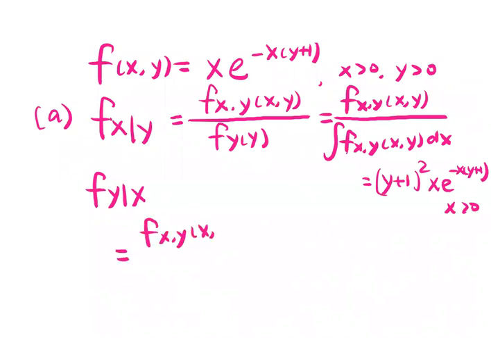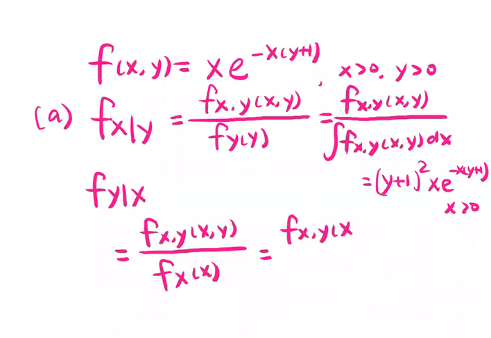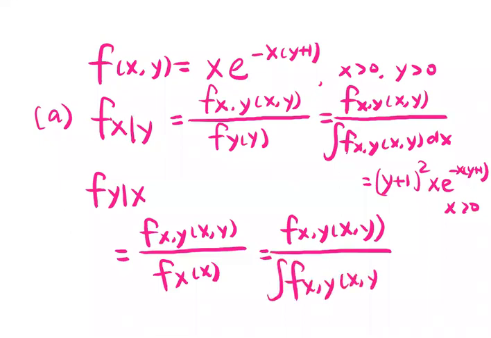to get y given x, you need to get the marginal of x. And if you do that, that means you're integrating the joint with respect to y. Please do that, and that will give you x e to the negative xy, and that's when y is greater than 0.